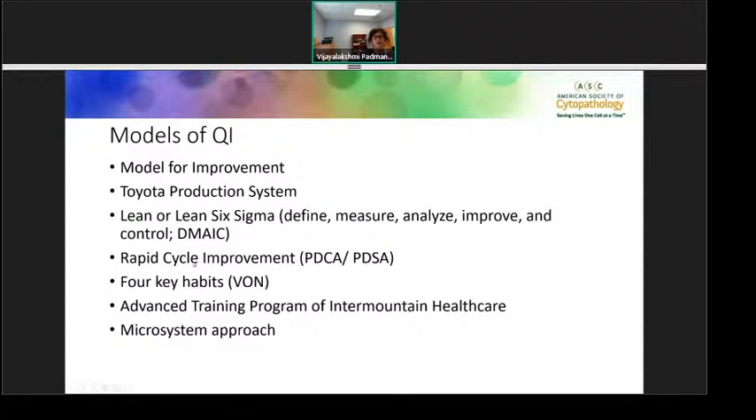Now, I'm going to talk about the rapid cycle improvement or the PDCA, PDSA, because that's a very quick and easy thing to learn and apply.